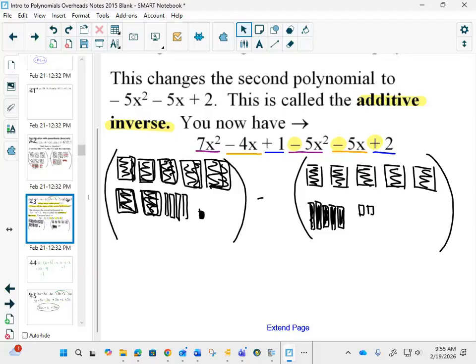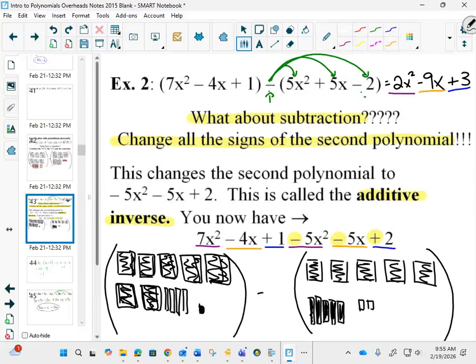And in this one, we wrote the answer up at the top here. The 7x squared subtracts with 5x squared, that would give us the 2x squared. The -4x subtracts with the 5x, that gives us a -9x. And the +1 and the +2 are like terms, those would go together as 3.